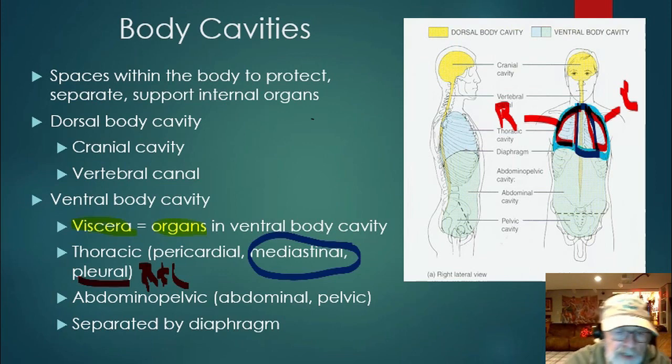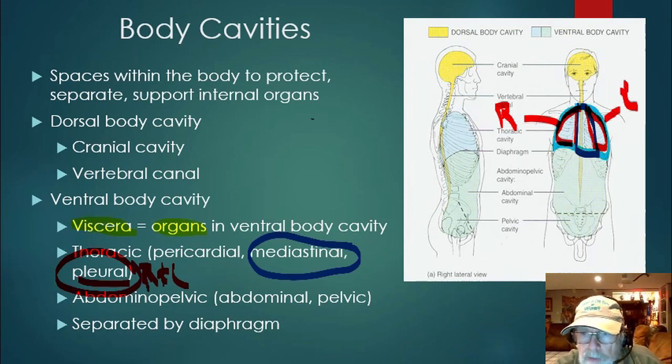So I have a pleural cavity. Let me do that. I don't think it's going to show up in red here. Here's my pleural cavity. Yeah, it does. The pleural cavity is the red area. My mediastinal cavity is in the middle. Now, what's in the mediastinal cavity? The trachea, the aorta, the esophagus, the heart, things like that. Some of the great vessels that come off the heart are in this mediastinum, okay? So that's called the mediastinum. That's right in the middle.